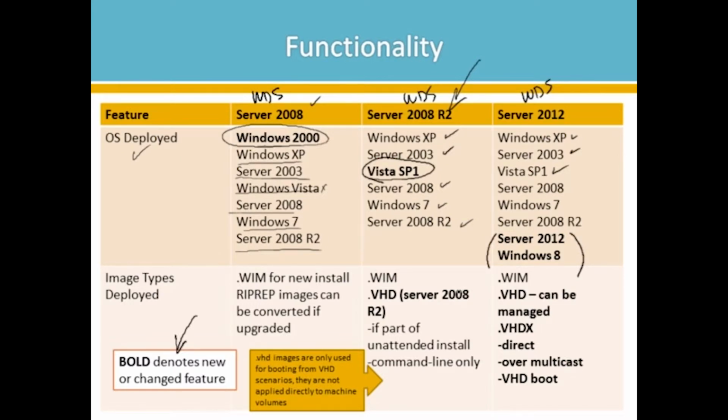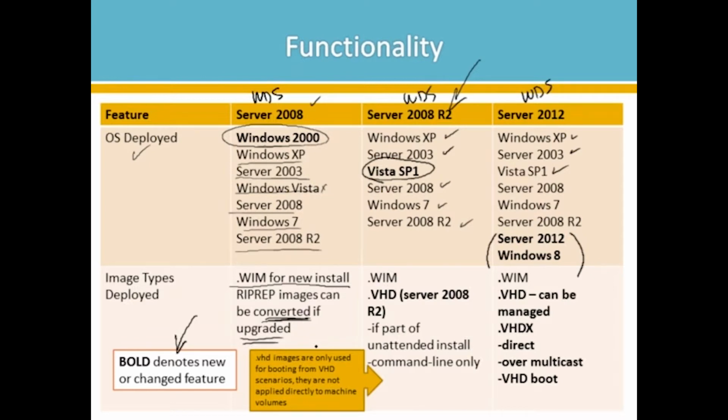Now, the image types that are going to be deployed. Well, we have .wims if you're dealing with a new install, and you happen to be building this on WDS 2008. But we used to have a RIS server, and RIS had RIPrep images. So if you still have RIPrep images and you need to deploy them or would like to redeploy them, they can be converted if you've upgraded to this version of WDS.